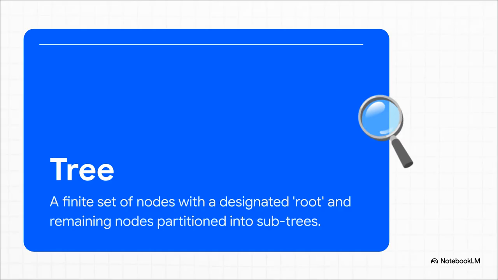Probably the most common nonlinear structure you'll run into is the tree. It is absolutely perfect for representing any kind of hierarchy. Just think about the file system on your computer. You have a main C drive, that's the root. Inside that, you have folders, and inside those folders are, well, more folders and files. Each folder is a node, and everything inside it is considered its children.